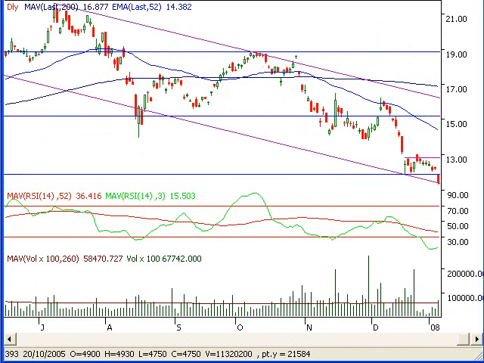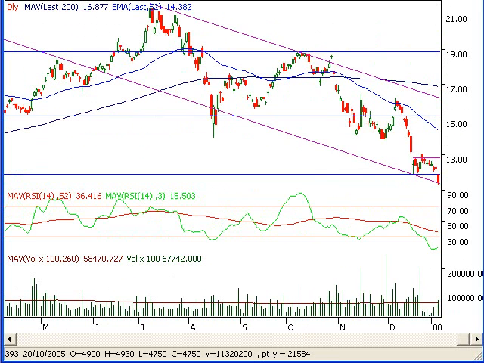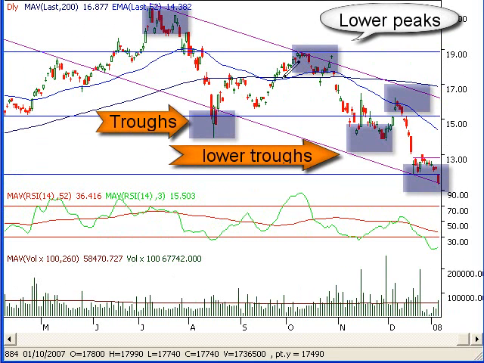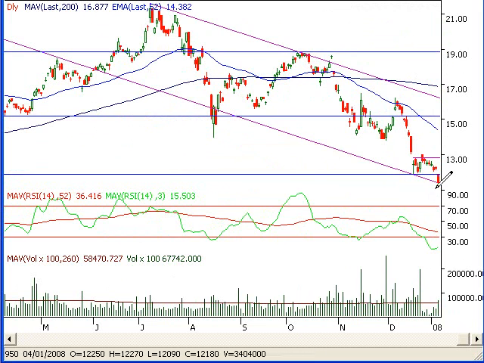We're at a pretty good support level, and once again, lower peaks and troughs mean the sellers are in control. So the sellers are still in control. Not until it makes a higher trough right here that the buyers are now starting to take control, and hence the possibility of it going up is now greater than hopping in right now. That's my point of view.